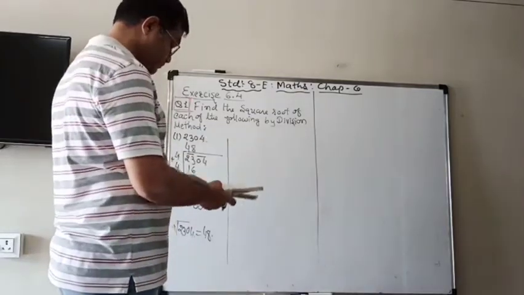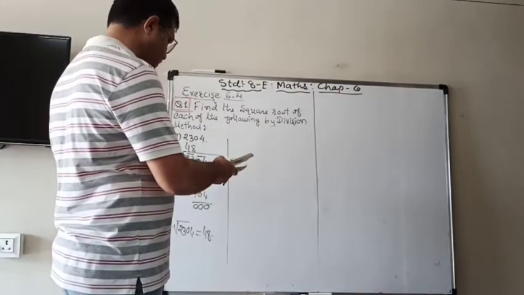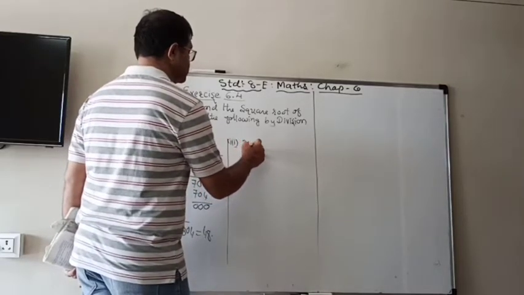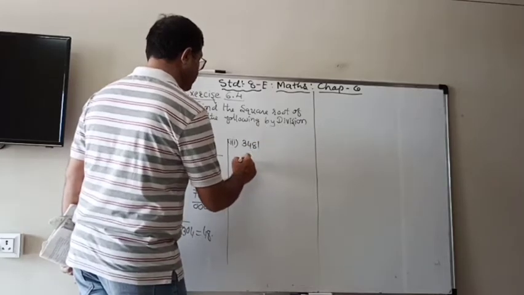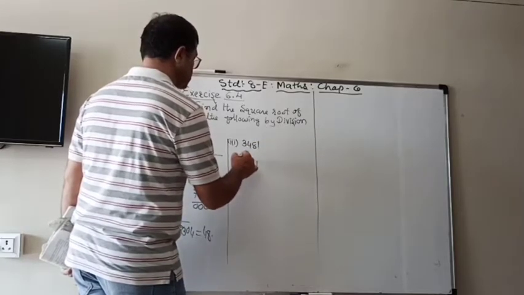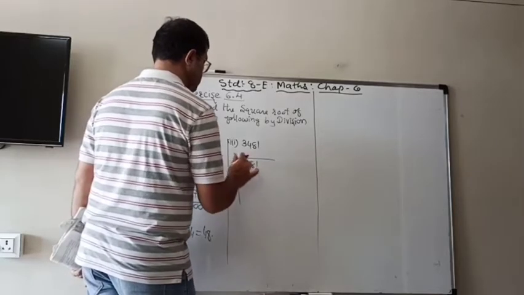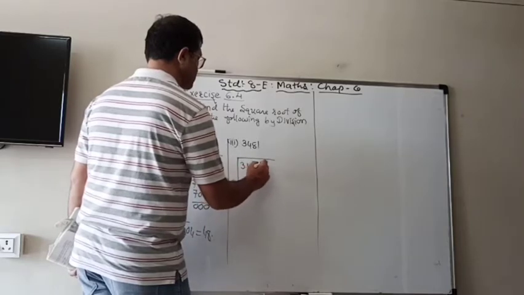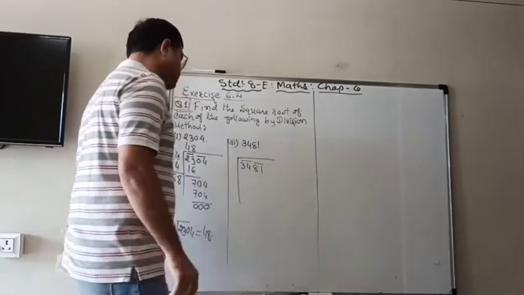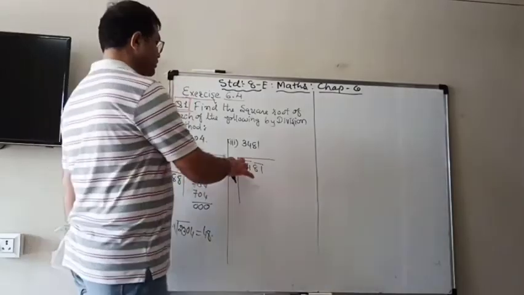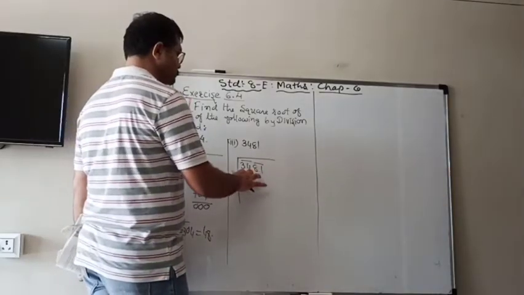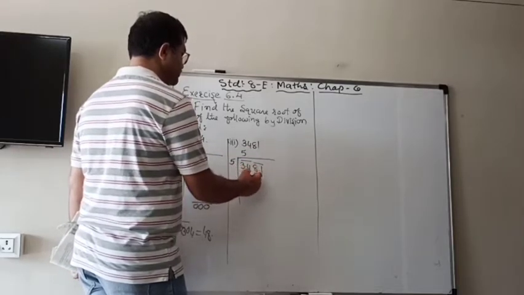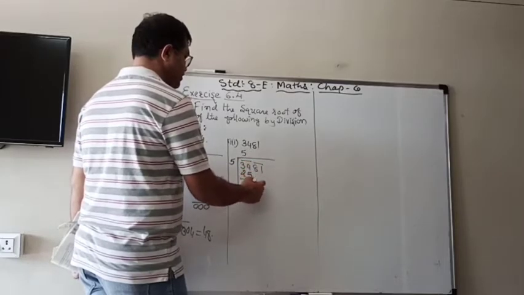Let's do another one. Take 3481. So now we have to make the pairs, 81 and then 34. So now 5 5s are 25, but 6 6s are 36 will be more. So we have to use the 5 5s are 25. 34 minus 25 is 9.